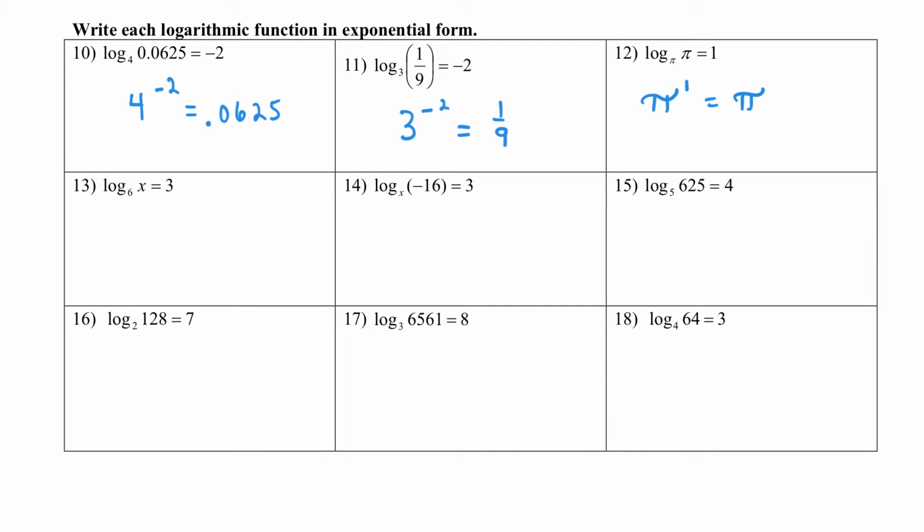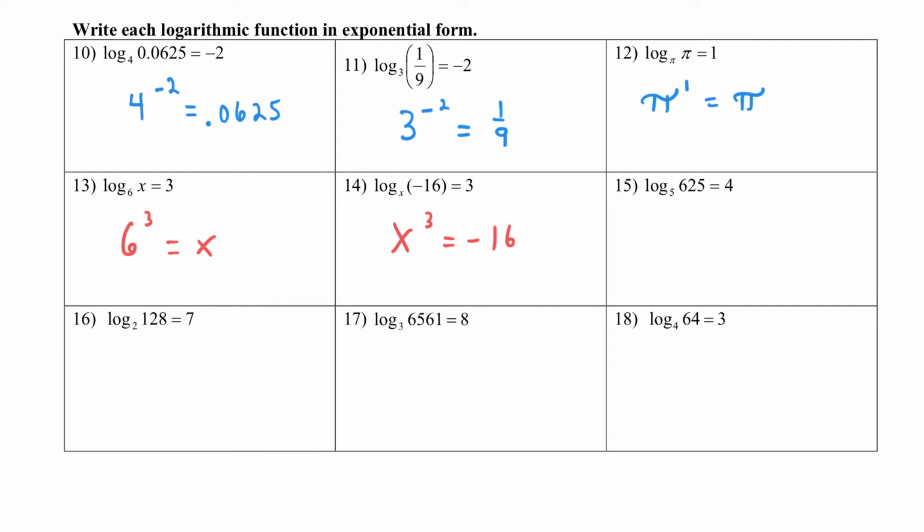Number 13, we have log base 6 of x is equal to 3. We know that the base is 6. We know that the exponent is 3, and we know it's equal to x. Number 14, we have log base x of -16 is equal to 3. So we have x raised to the 3rd power is equal to -16.